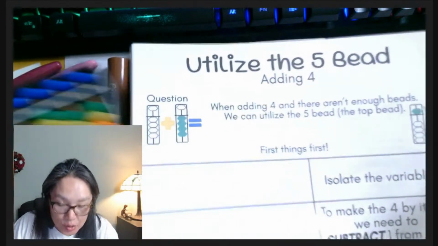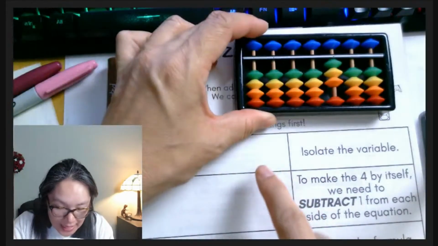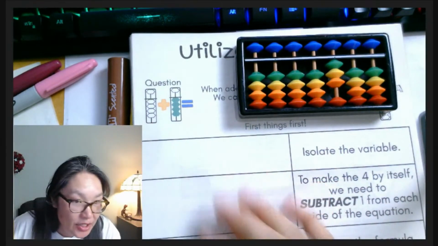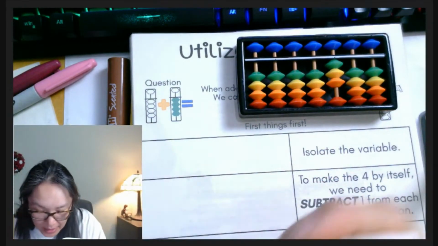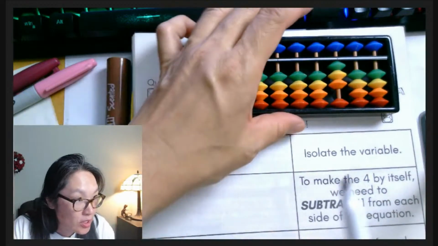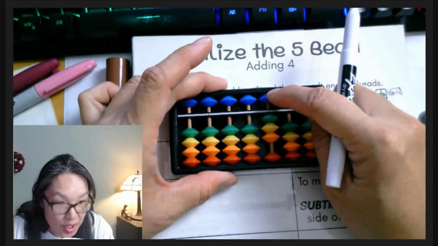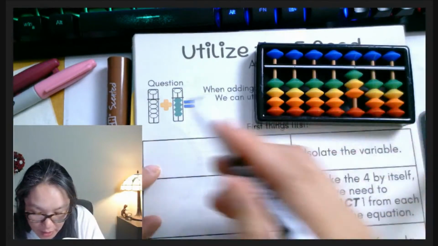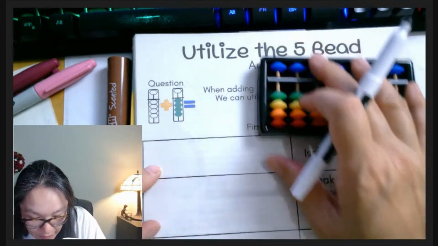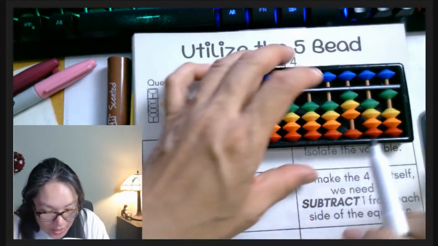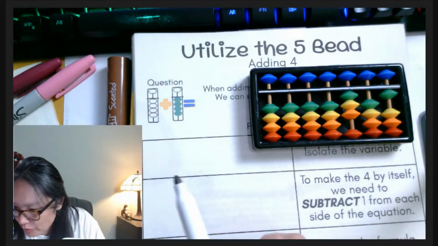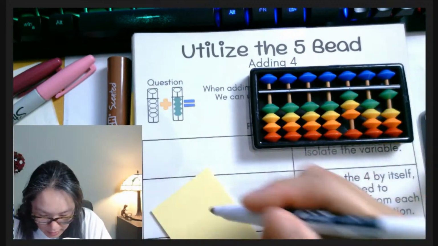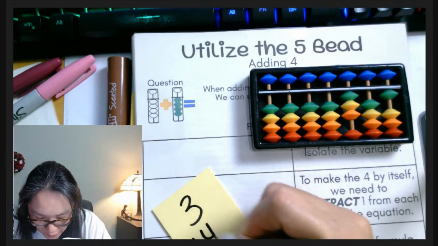So in school, we're teaching children how to make a 5. Now, why do we need to know this? We need to know how to make a 5 because we're going to start utilizing this top bead right here. To utilize that top bead, we're going to learn how to make a 5. So one of the ways to learn how to make a 5, because I want to add a 4. My question is 3 plus 4.